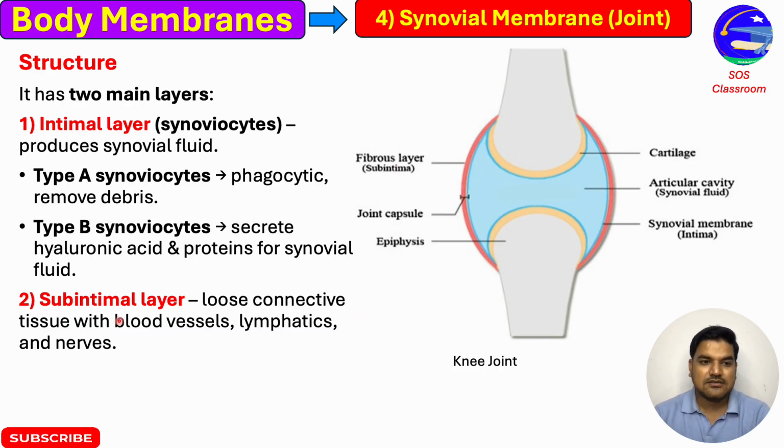Second, you can see a subintimal layer made of loose connective tissue with blood vessels, lymphatics and nerves. So in this subintimal layer, there is the presence of blood vessels, lymphatic vessels and nerve supply.